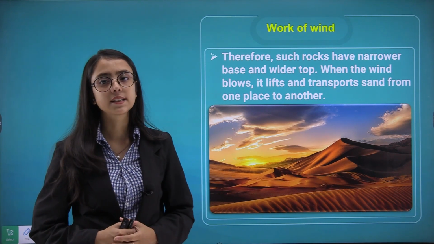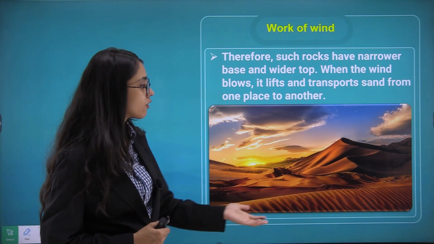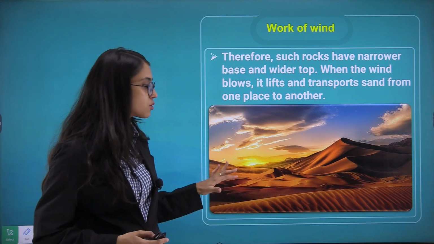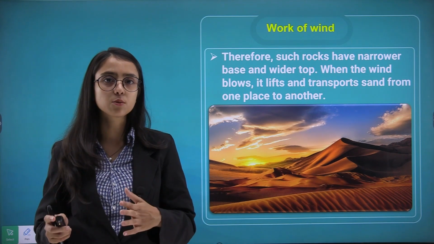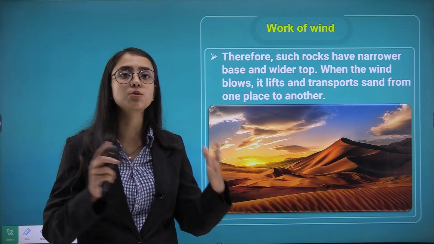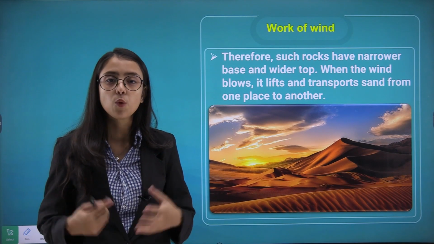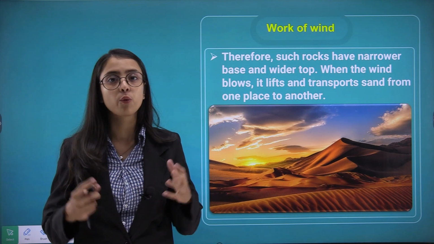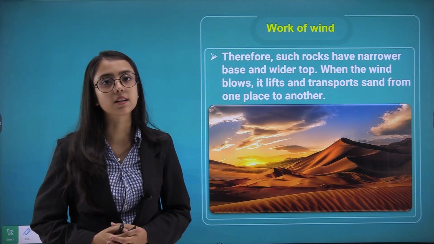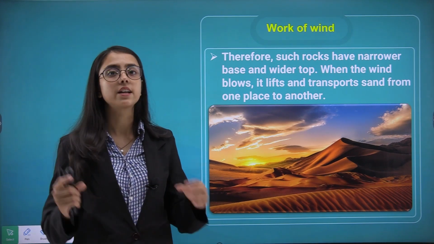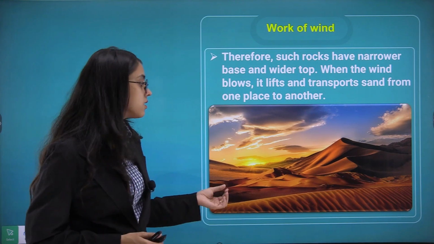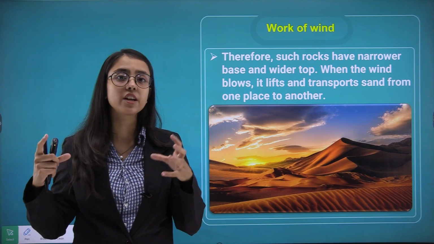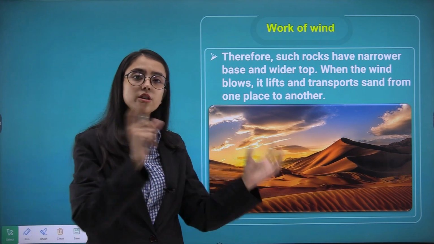When the wind blows, it lifts and transports sand from one place to another, and this gives rise to sand dunes. We always talk about how sand dunes shift from one place to another. But why does it happen? Why do sand dunes shift from one place to another? Because of the movement of wind. When a very strong wind blows in a desert area, it erodes and takes away tiny sand granules. This happens in very large quantity and then they shift to one place.